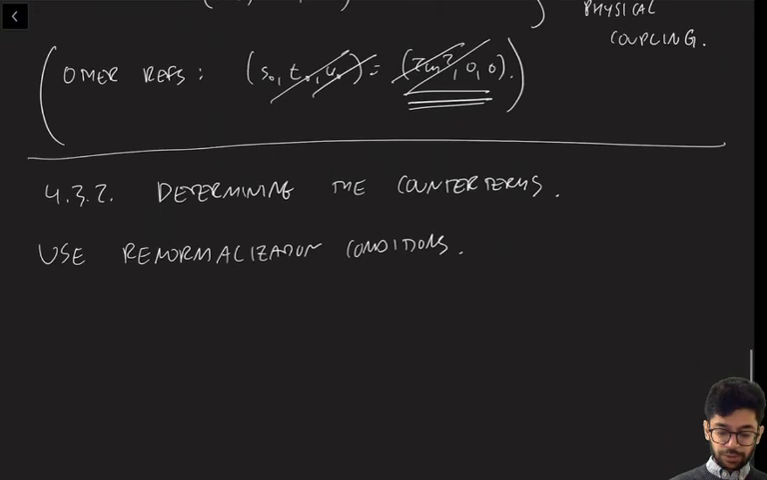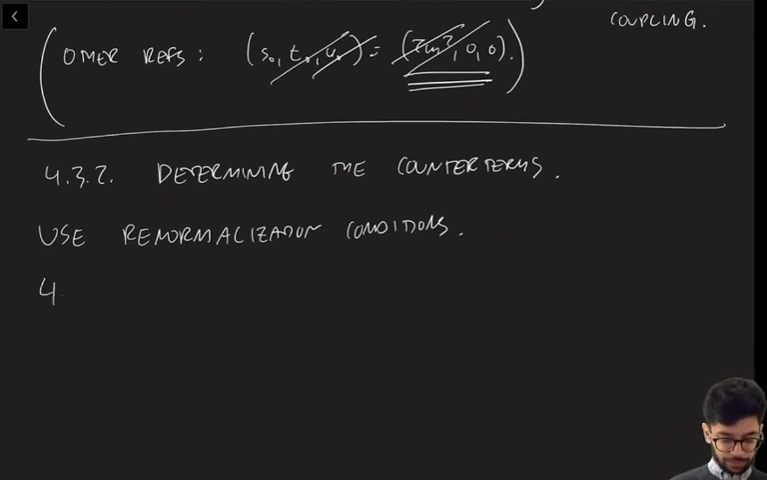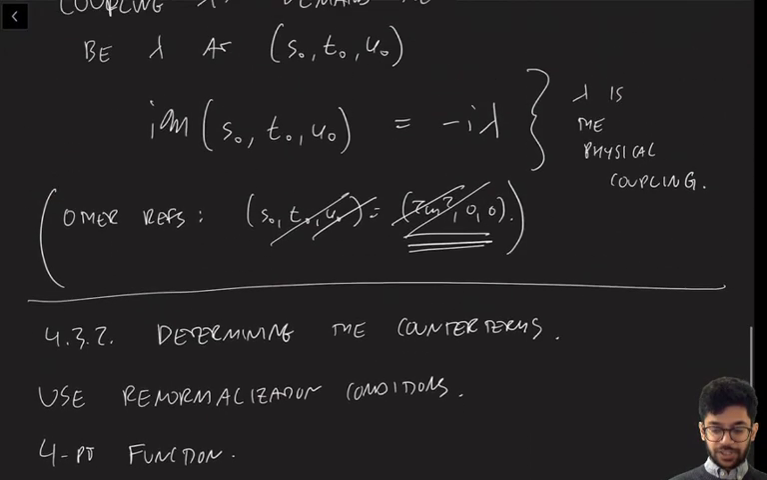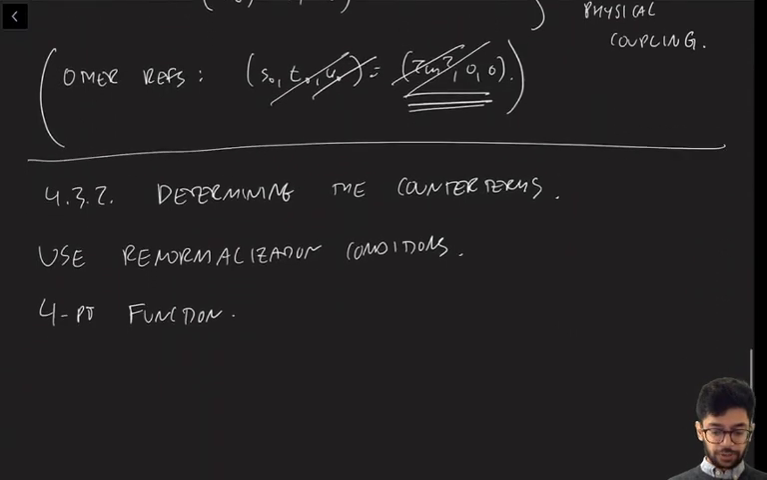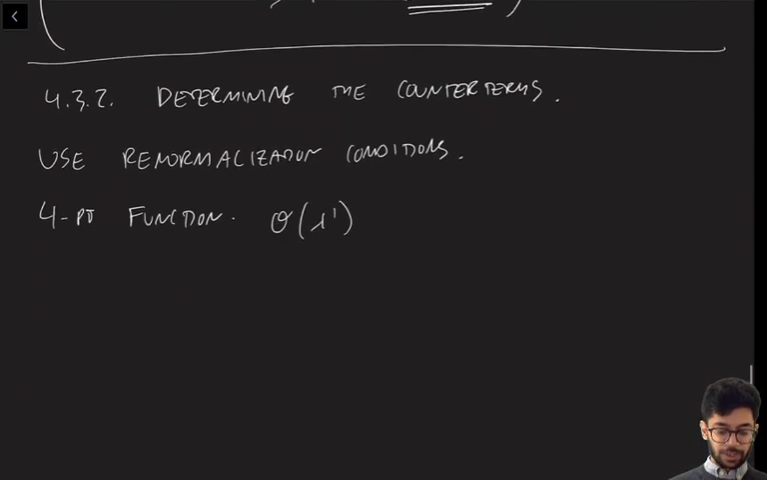So let's do the 4-point function first. Let's calculate the 4-point function and see whether this renormalization condition is preserved or not. First, let's do it to order lambda to the 1. What are the things that are contributing to the 4-point function?